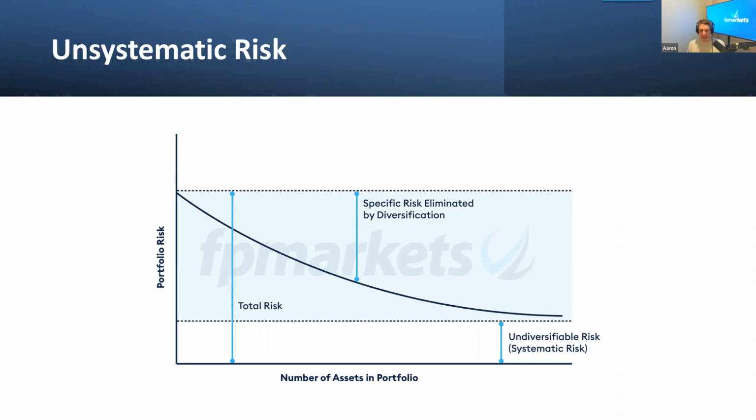Now, do bear in mind that investors are only really compensated for taking on systematic risk. As I've said, unsystematic risk can effectively be diversified away. So the more assets we add to one's portfolio, the less portfolio risk we will have. We have this small section here for the undiversifiable risk, which is, of course, the systematic risk. So as I said, we are compensated as portfolio investors for the systematic risk that we take on.